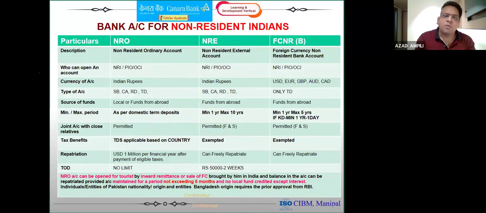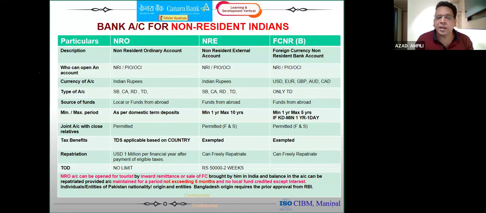There you go. If I ask you one question, what kind of accounts can a non-resident Indian (NRI) open in India? NRO, NRE, FCNRB. Now, when NRE is there, why NRO? Why do we require two accounts? The reason is that TDS is applicable on NRO, whereas NRE is totally tax-free.